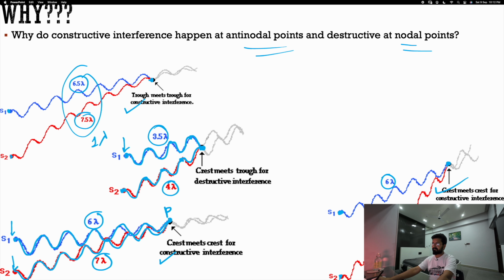So here peak is meeting trough, that leads to destructive interference. So what is the path difference here? 4 lambda minus 3.5 lambda, that is 0.5 lambda.